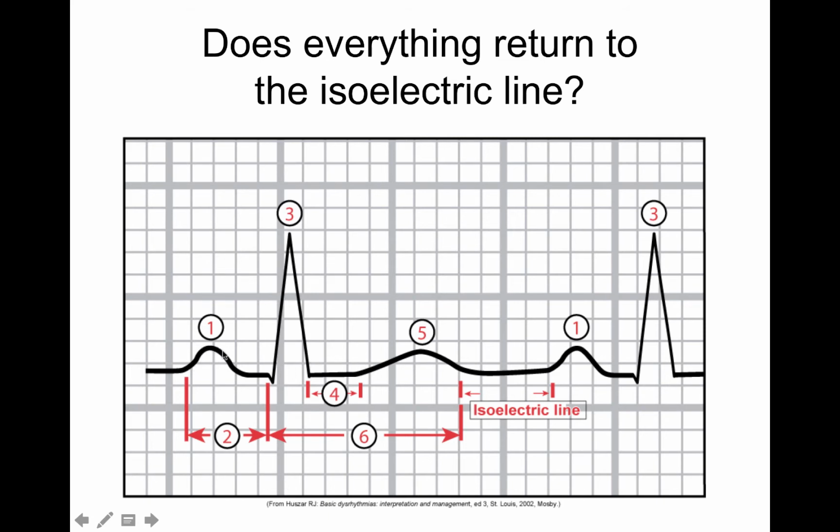We can have P waves that are elevated, which is normal, or we can have P waves that are inverted below the isoelectric line, which is going to tell us something else is going on. Same thing in the case of T waves, where they are elevated, or they could actually be inverted, which will tell us hypokalemia.